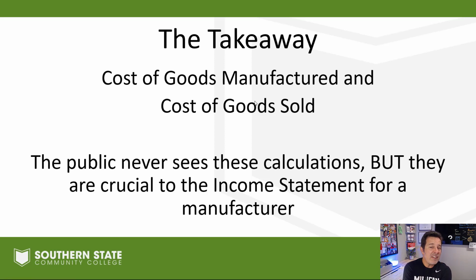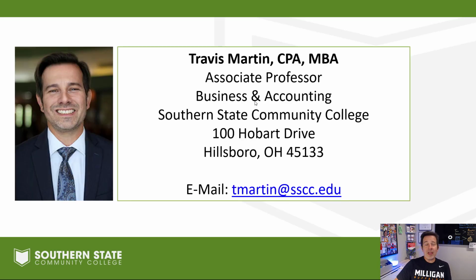Usually the public never sees that calculation, but those calculations are crucial to the income statement for a manufacturer. As you can imagine, cost of goods sold, we've talked about being the biggest expense most of the time for a manufacturer and a retailer. All right, so a very important number. We need to know how to calculate it. Hopefully that will get you squared away on making your cost of goods sold calculation in any of your homework problems that you're working that require that information.